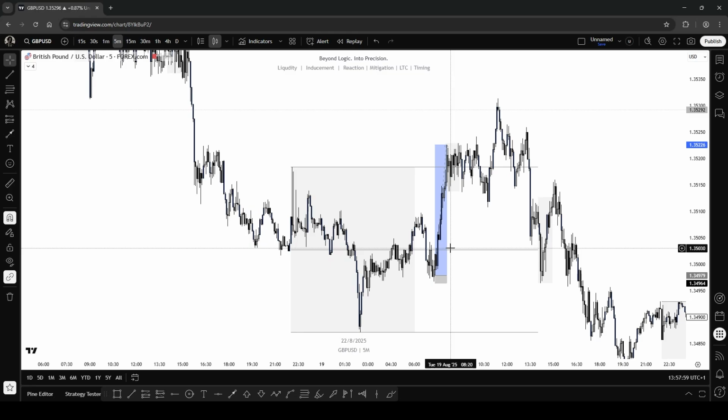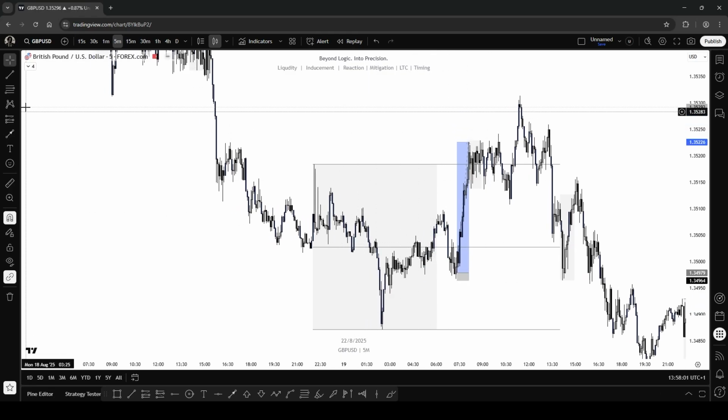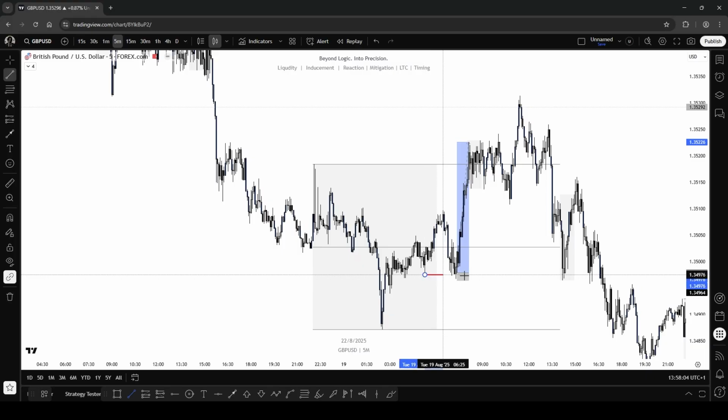All right, F post. Okay, is that an F post? I just entered after this inducement, so I don't know if you want to call that an F post, but yeah, I entered off this inducement.